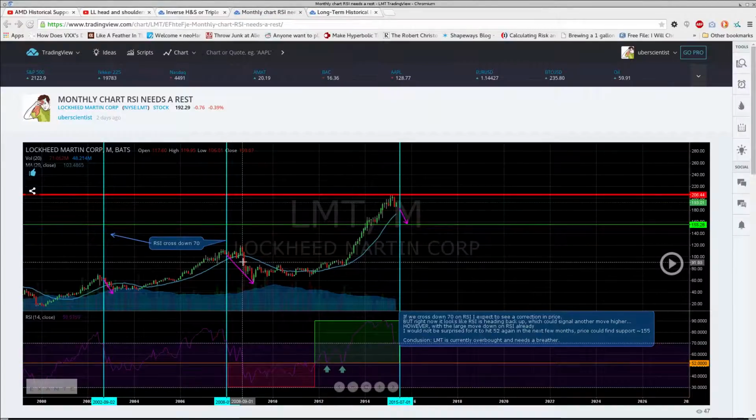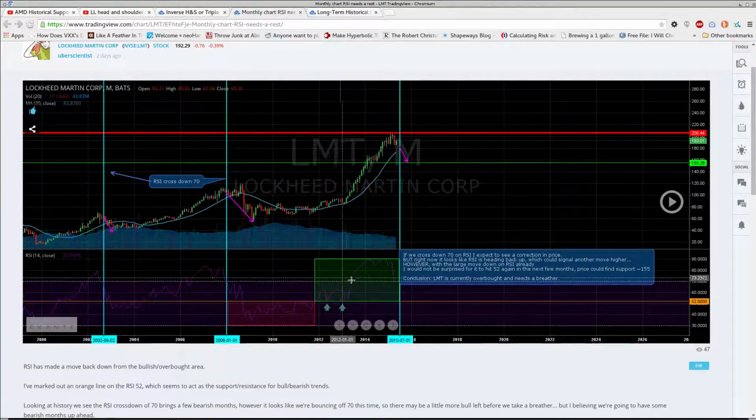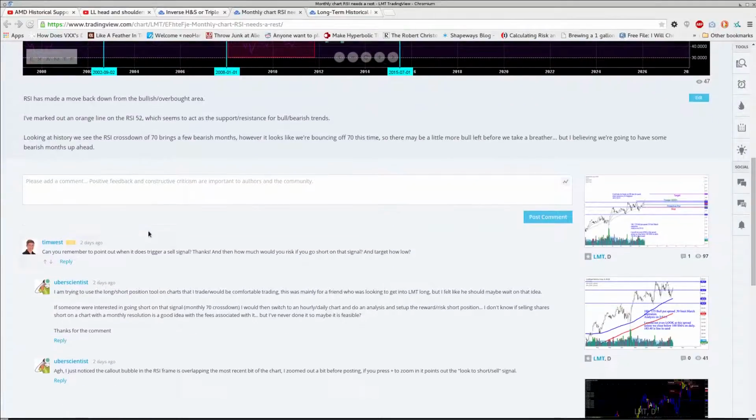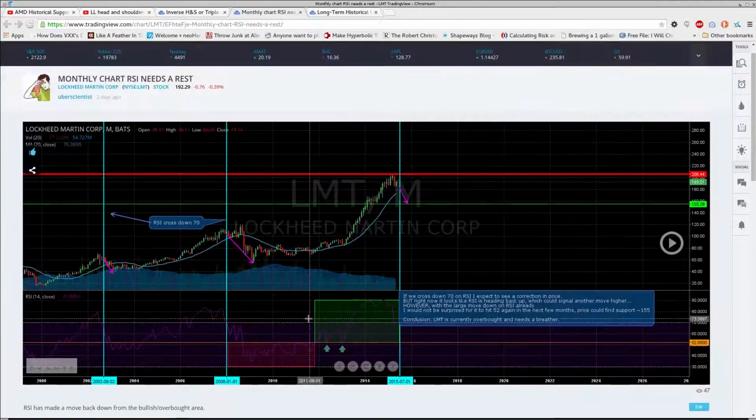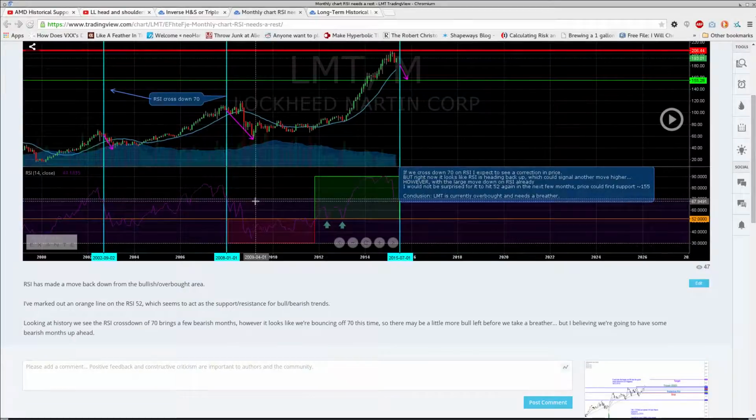Let's see. Oh, this is a monthly, so this will take a while. Yeah, this is a question mark. I did not mark it long or short. This guy wants a sell signal, but it's not really a trade setup. I'm just saying that the RSI needs a rest, because right here where my mouse is, that's 70, and that's normally the overbought zone. So it doesn't stay above 70 very long, the RSI oscillator. But right now it's been up a long time.